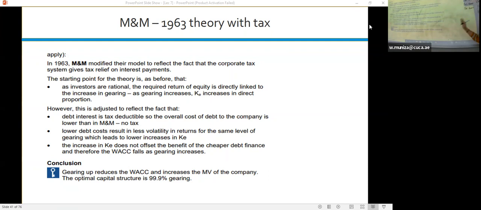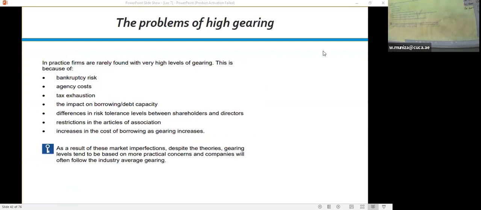MM with tax, what is the conclusion? The more the gearing is, the more beneficial it will be for the companies. But do you think that it is good for the companies to have high gearing? It is never. Why? Because the companies will be having bankruptcy risk. The companies will be having higher agency costs.